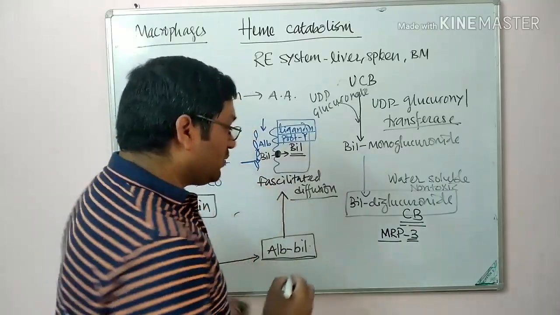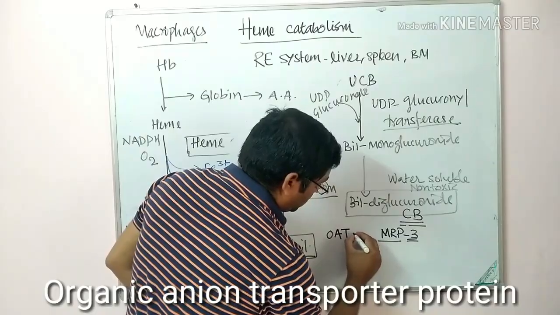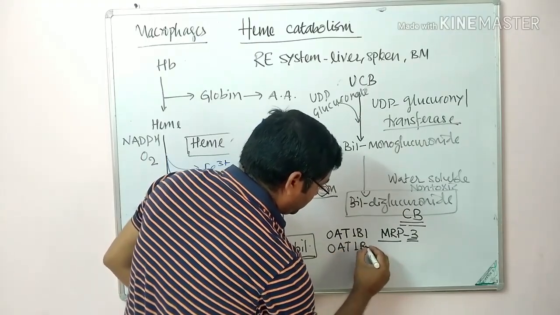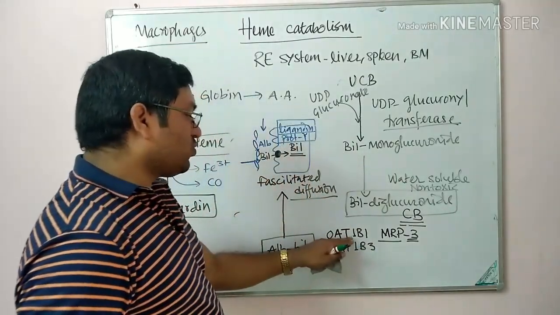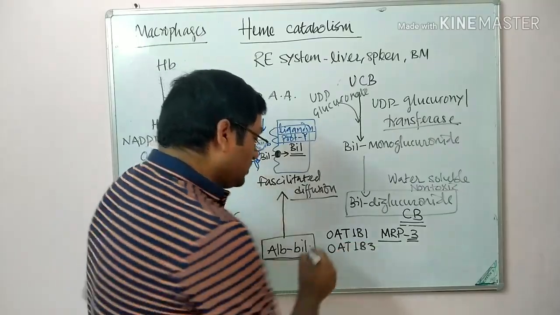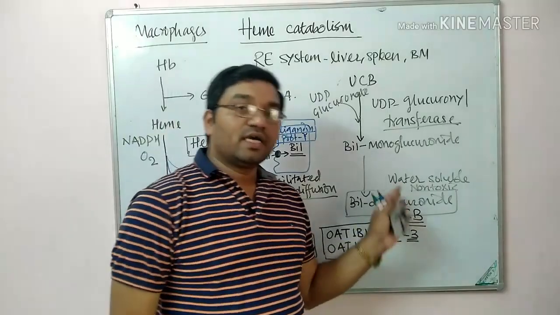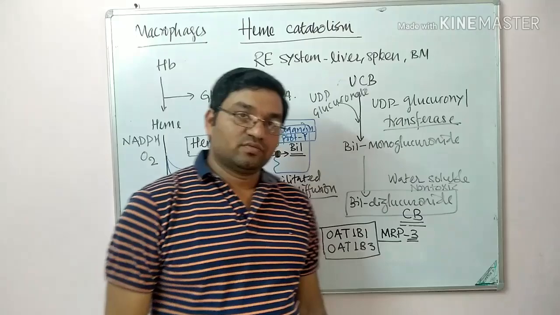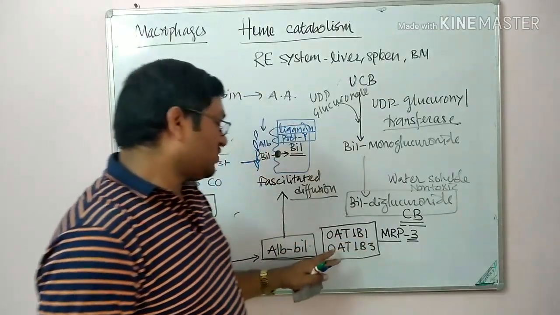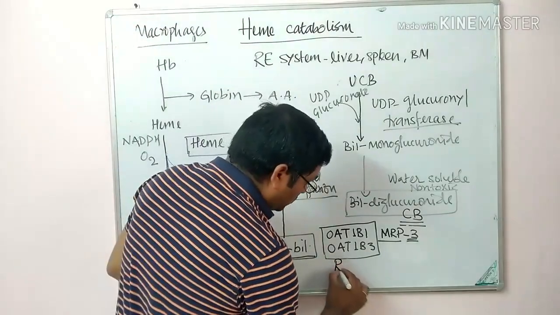the hepatocyte with the help of these two proteins, that is OATP1B1 and OATP1B3, that is organic anion transporter protein 1B1 and organic anion transporter protein 1B3. With the help of these proteins, this conjugated bilirubin is again taken up by the hepatocytes. So mutation in these proteins leads to the disorder that is known as Rotor syndrome.